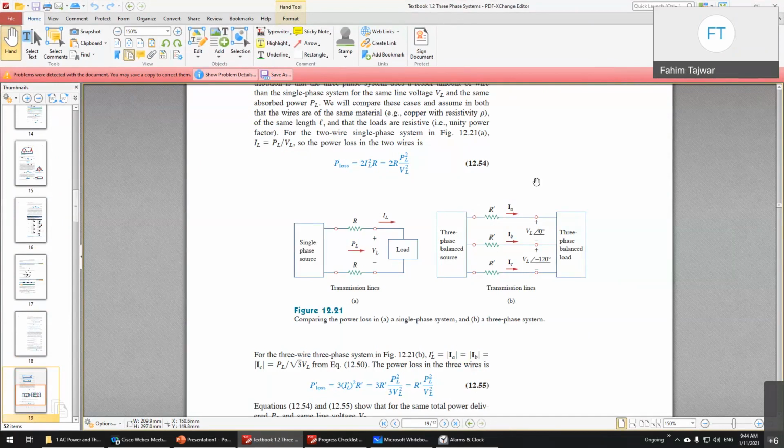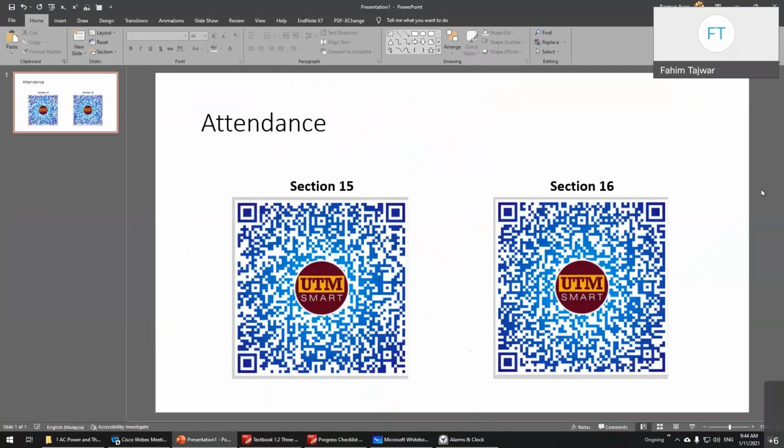Doctor, can I have the QR code again, please? Okay, you can scan it. Okay, doctor, it's done. Thank you.